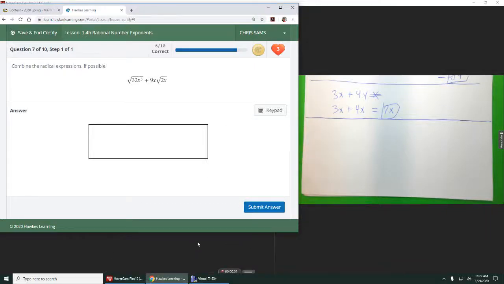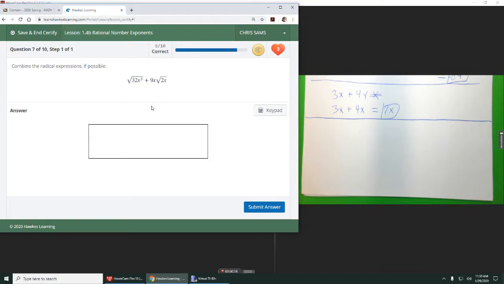All right, number 7, this one is adding radicals. So we have that same issue. Whatever is in the radical, the radical has to be the same. If not, we can't solve it. So notice, on this problem, there's no "this is not possible" button. So they want you to know that this is possible. It says combine the radical if possible. There's no "this is not possible" button, so we can do this.